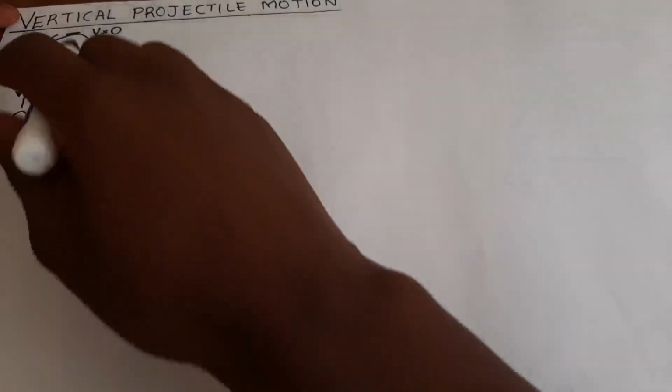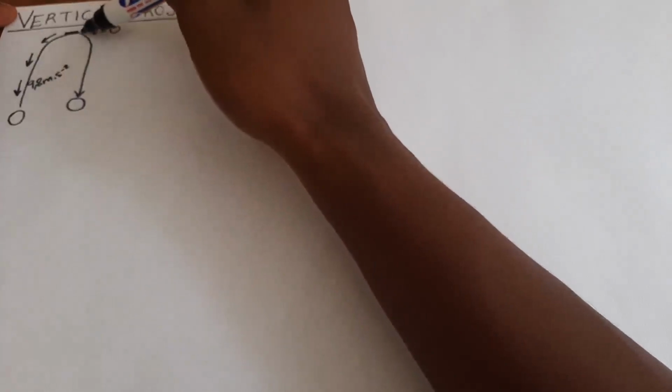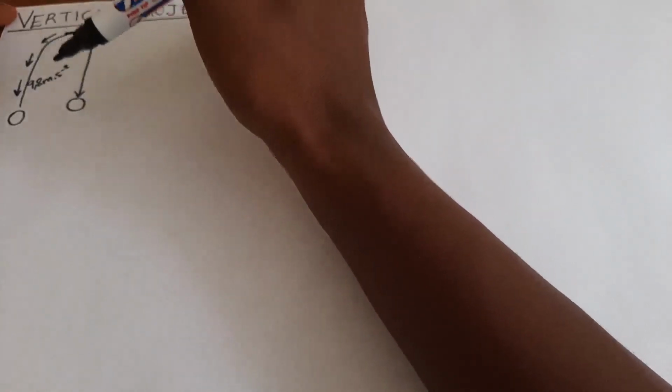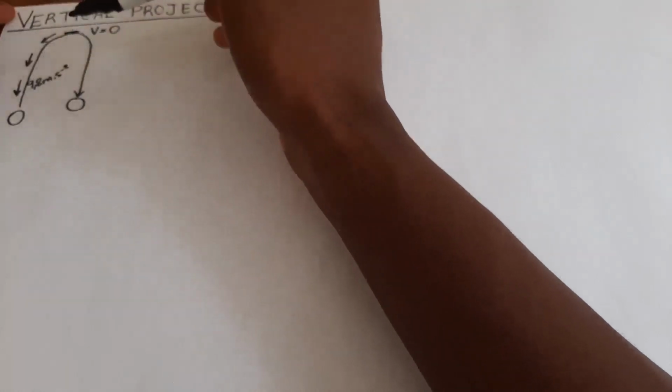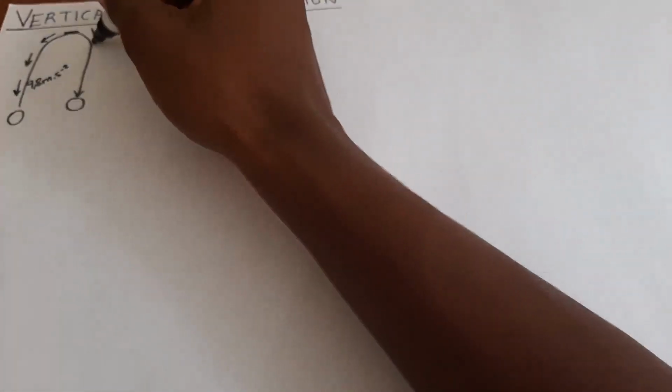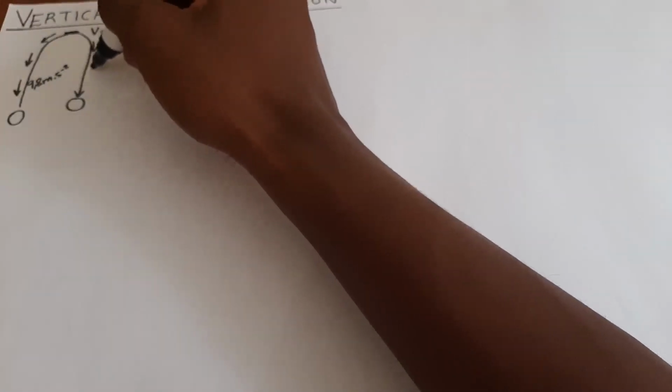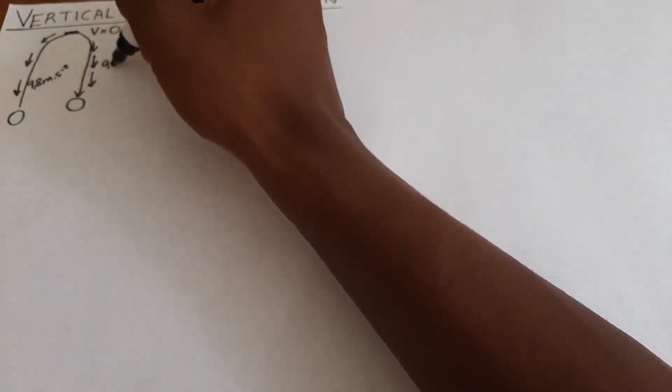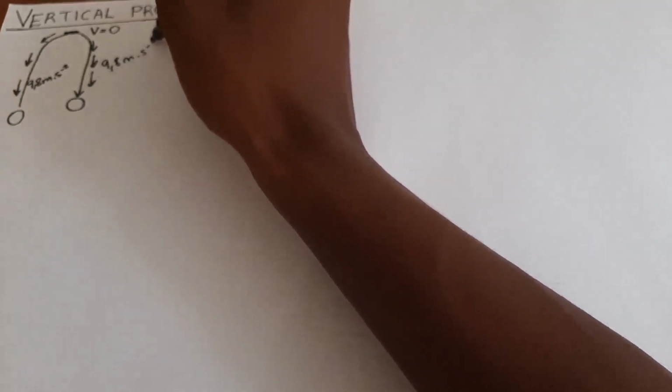After that, the object will move downwards, moved by what? By the gravitational acceleration, or by gravity, downwards by 9.8 meters per second squared. That's how it goes. These are the things that you have to understand just before we have some examples and some calculations in vertical projectile motion.